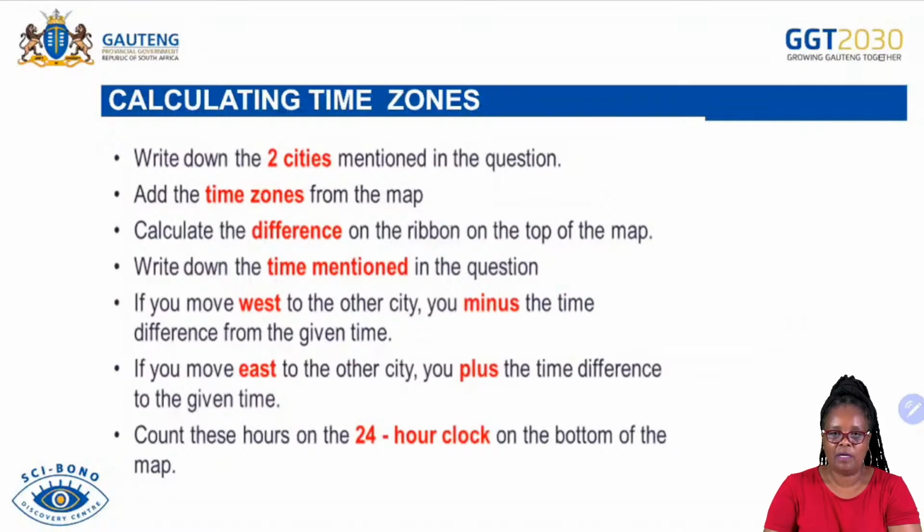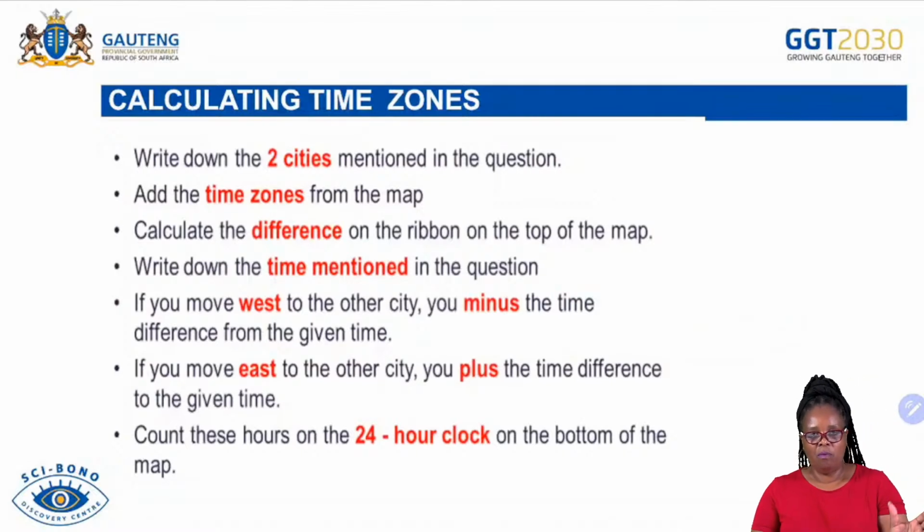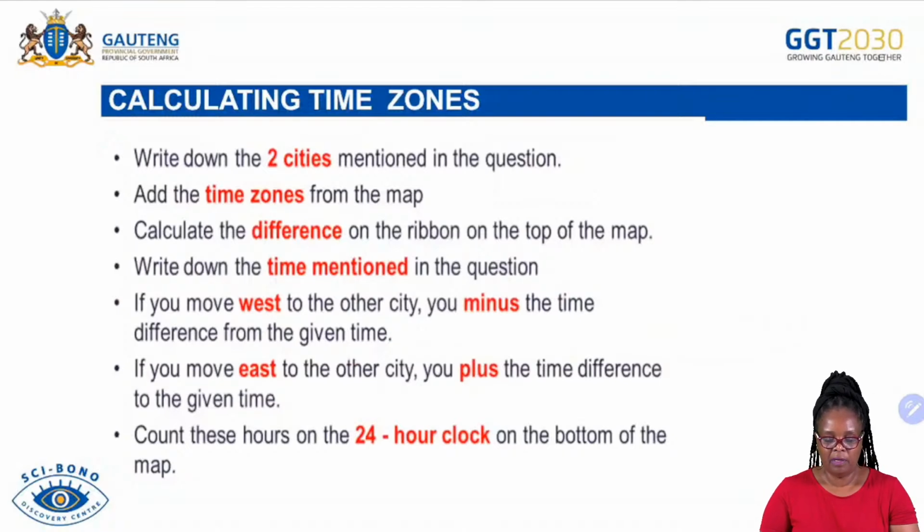Here are the steps that I want you to remember. You write down the 2 cities mentioned in the question. It might be cities, it might be countries. So you must be able to identify these 2 from the map. Know your map. Then you add the time zone from the map. How do you add this? You add this by calculating it from one place to another, the one that has been given. And you calculate this on the map ribbon at the top. It will be easier for you when you do it at the top.